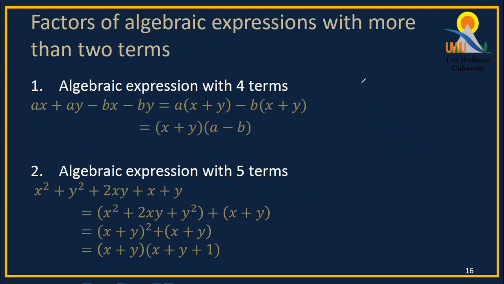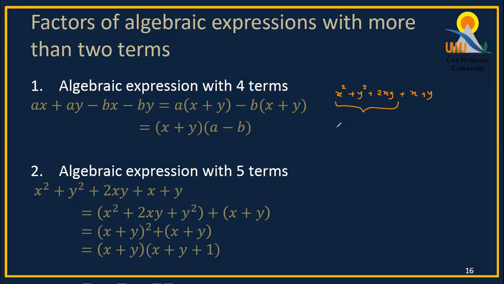In this example, it is quite different from the previous examples that we have discussed so far. Here it is given as x squared plus y squared plus 2 times xy plus x plus y. In here, if I look at the first three terms, it is quite similar to something which we have discussed previously.